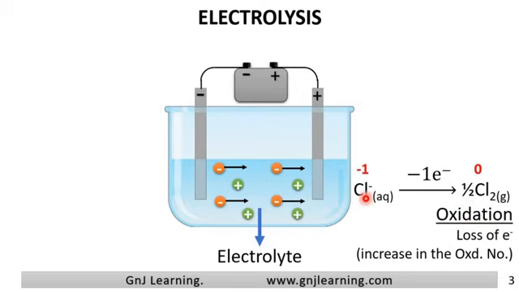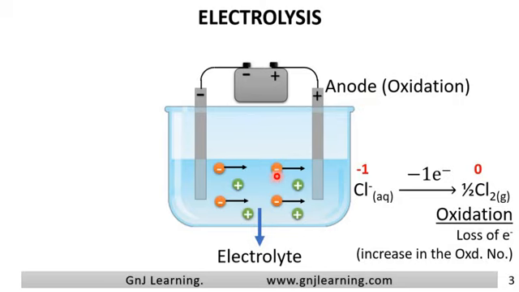And chloride lost its electron to the electrode. That means oxidation is taking place on the electrode surface. And the electrode where oxidation is taking place is called anode. So how can you define anode? Anode is an electrode where oxidation takes place.